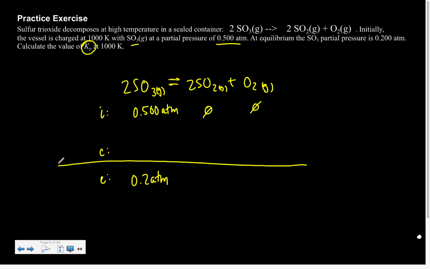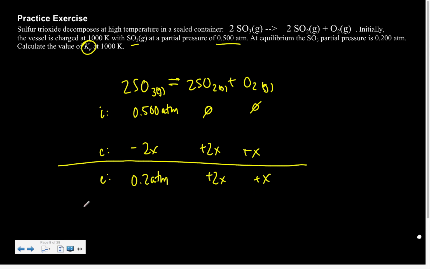So now we need to figure out what my changes are, and change is always going to be based on stoichiometry. I know that this says 2 of these, so I'm going to lose 2x of those, because that's what's in my vessel, that's what's going to be consumed. These are going to be produced at a rate of 2x and x. Which means this equilibrium concentration is going to be equal to 2x, this one's going to be equal to x, and this one is 0.2.